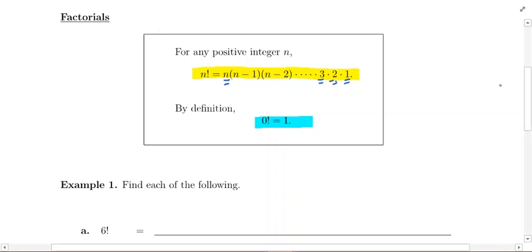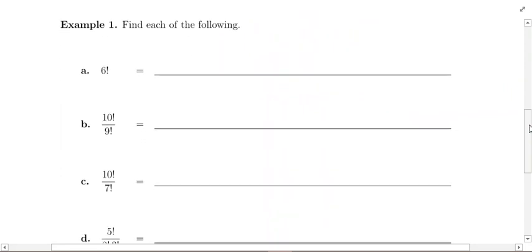So let's try some of these. It says find each of the following. First one, part A, what is 6 factorial? When you see that, it means to start with 6, and then go down a number to 5, then go down again to 4, down to 3, 2, 1. So you're starting with 6 and taking away a number each time, all the way down until you get to 1, and you're multiplying these numbers together. So the answer is going to be 6 times 5 times 4 times 3 times 2 times 1.